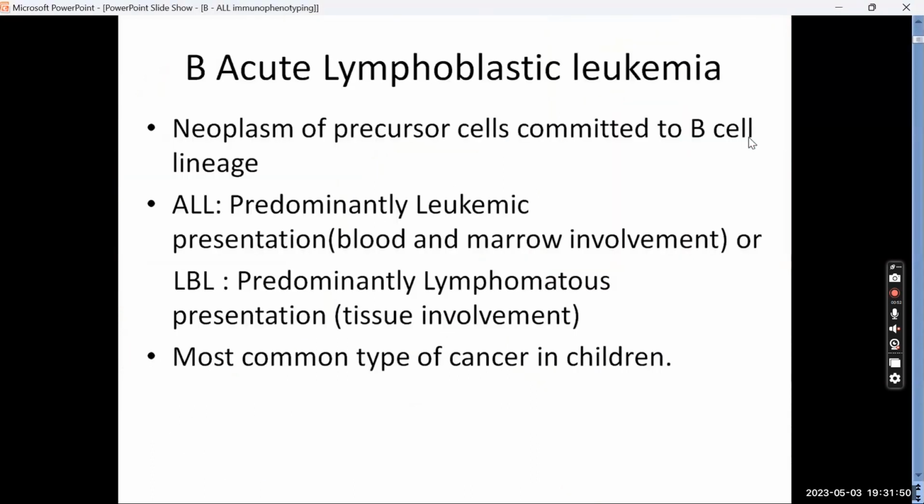Right. Not much theory, because I don't have time. I'll be discussing more on flow, but still, just an introduction. B acute lymphoblastic leukemia is a neoplasm of precursor cells committed to B cell lineage, right? It has two types of presentation. One is acute lymphoblastic leukemia, where the predominant presentation is in the blood and marrow, where you find the blasts. And second is lymphoblastic lymphoma, where there is tissue involvement, where you find a neoplasm or a mass. And as you all know, BALL is the more common type of cancer in children.